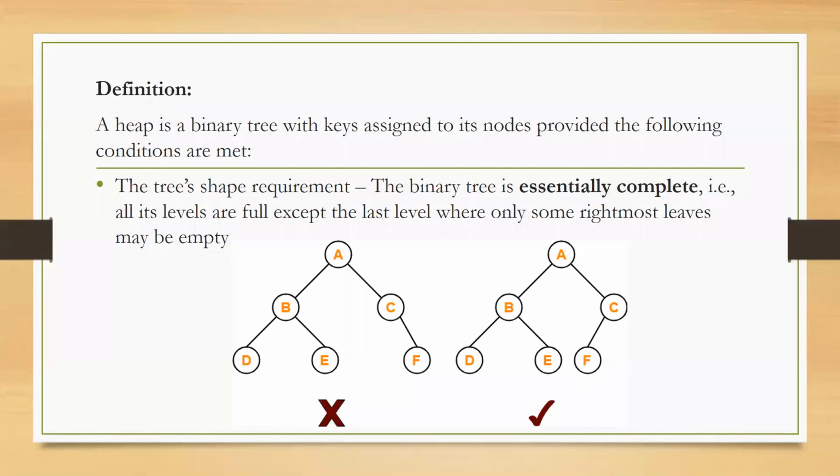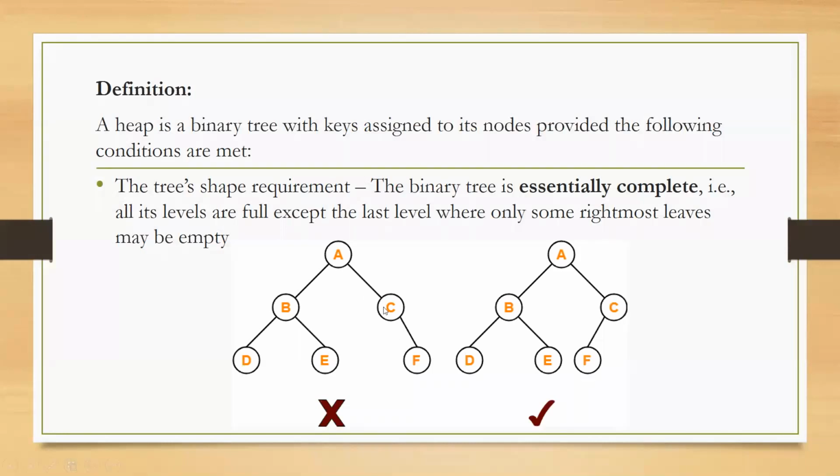The first condition is a shape requirement. There is some requirement on the shape of the tree. So what is that requirement? We will see. The binary tree is essentially complete. Once again, focus on that word. It should be essentially complete. That is, all its levels are full except the last level.